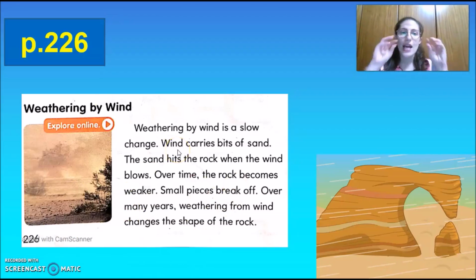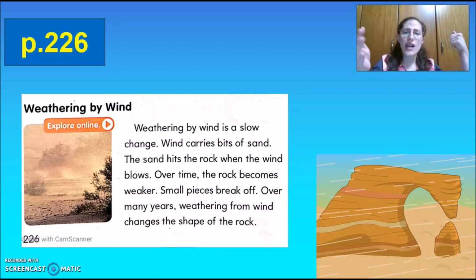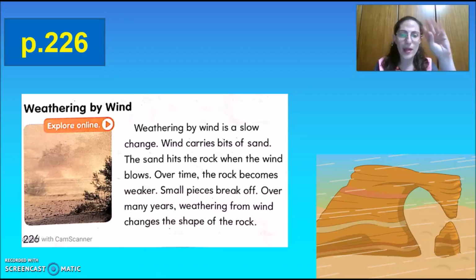The wind carries small bits of sand, okay, and the sand keeps on hitting the rocks day after day, and the rock becomes weaker and starts to break down into smaller pieces, causing weathering. But this doesn't happen in a day or a night, or within a short period of time. It needs millions of years to happen. So over many years, weathering from wind changes the shape of the rock.